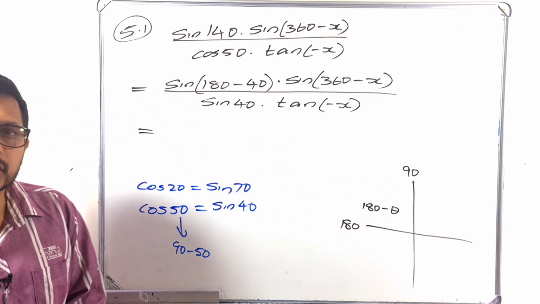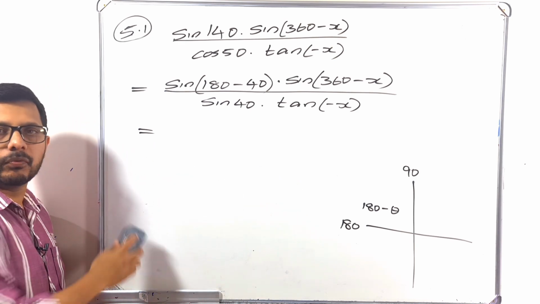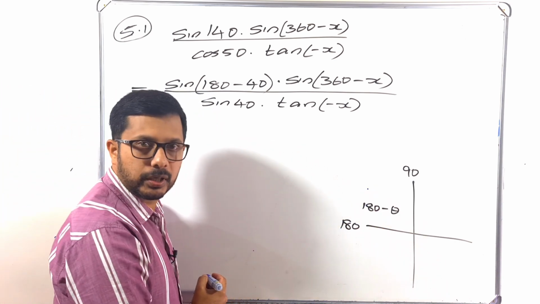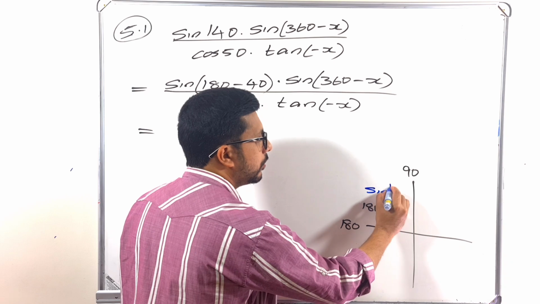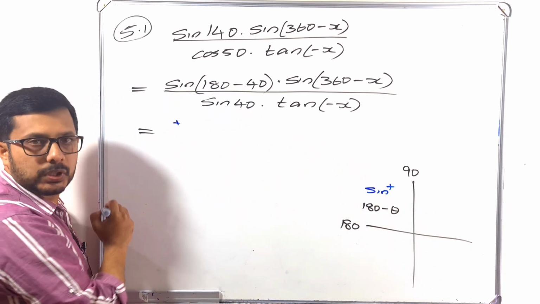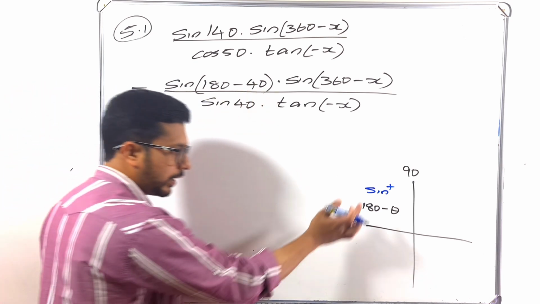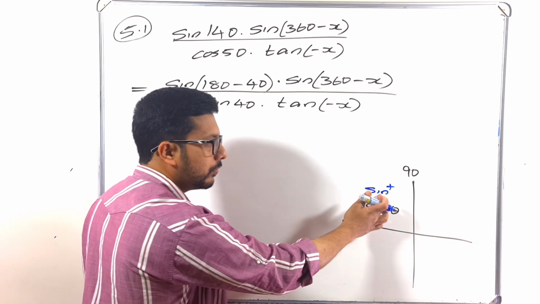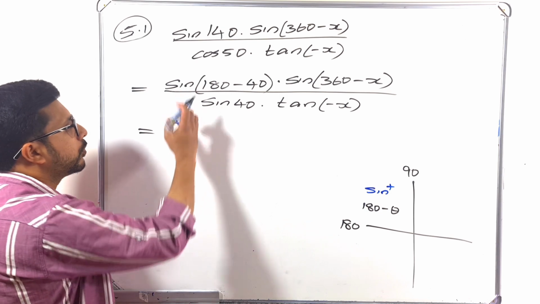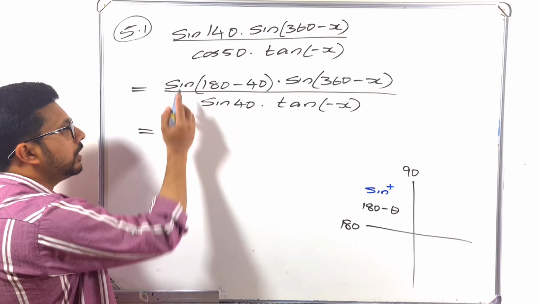So how can we apply the reduction formula here? Sine of 180 minus 40. 180 minus 40 means second quadrant. Second quadrant, what is positive? Sine is positive. Here what? Sine. So it is positive. Listen once more. 180 minus 40 is in which quadrant? Second quadrant. Second quadrant, what is positive? Sine is positive. So it is positive. And if it is based on 180 or 360 horizontal line, no change in the trigonometry.